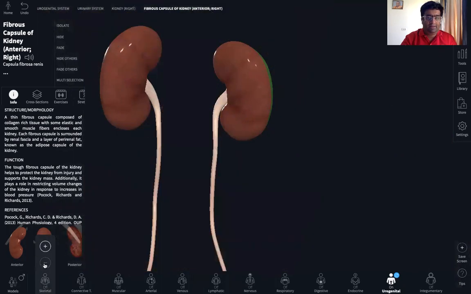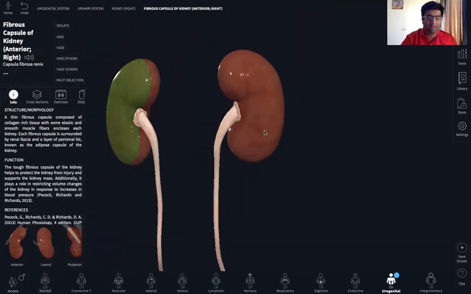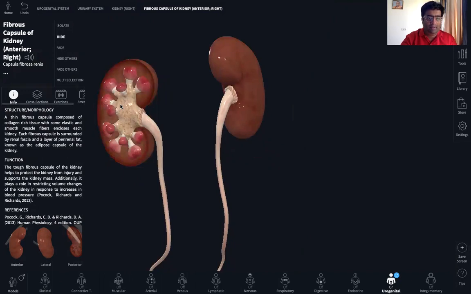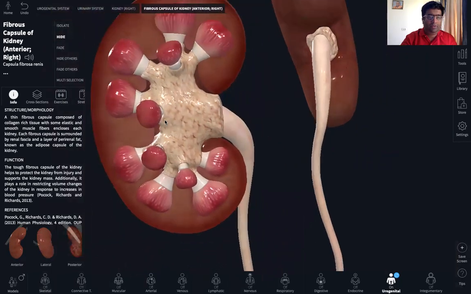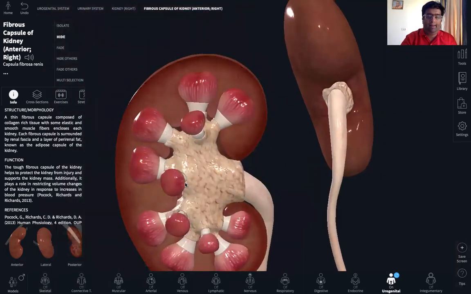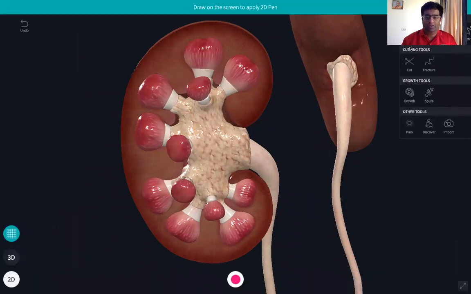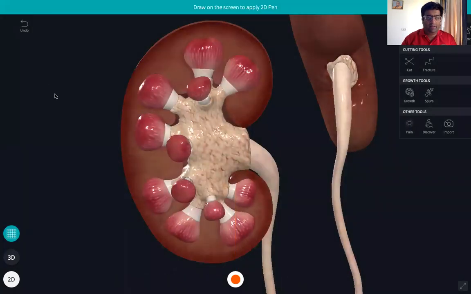Now, as far as each kidney is concerned, let us look at its longitudinal section. Longitudinal means when you slice it vertically. So let us now hide this part here. And that's the longitudinal section that we are seeing here. In the longitudinal section, each kidney shows two distinct regions. One region of the kidney that you can see, the outer region, is called the cortex.